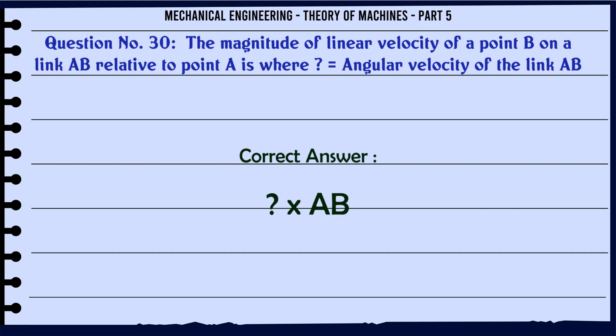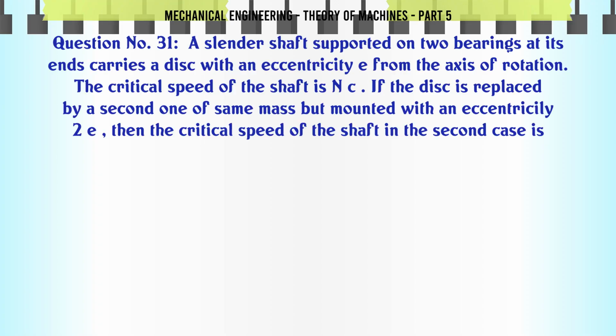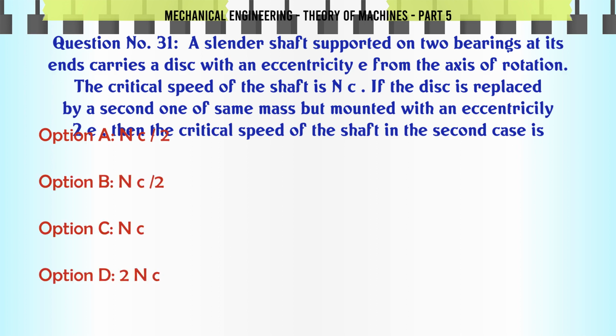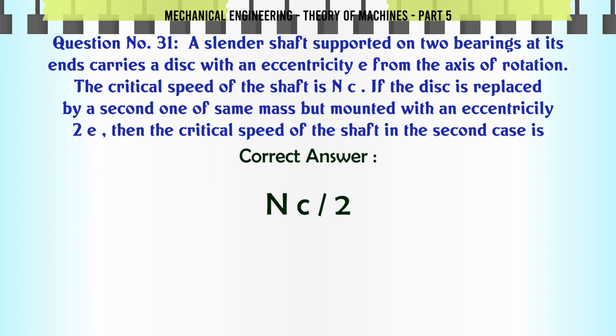A slender shaft supported on two bearings at its ends carries a disc with an eccentricity e from the axis of rotation. The critical speed of the shaft is nc. If the disc is replaced by a second one of same mass but mounted with an eccentricity 2e, then the critical speed of the shaft in the second case is a) nc/2, b) nc√2, c) nc, d) 2nc. The correct answer is nc.